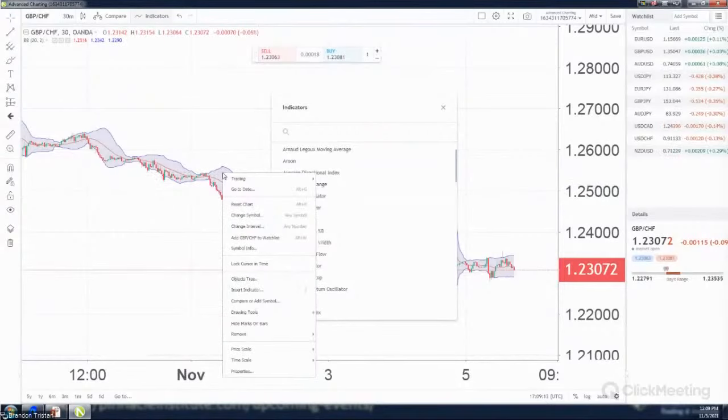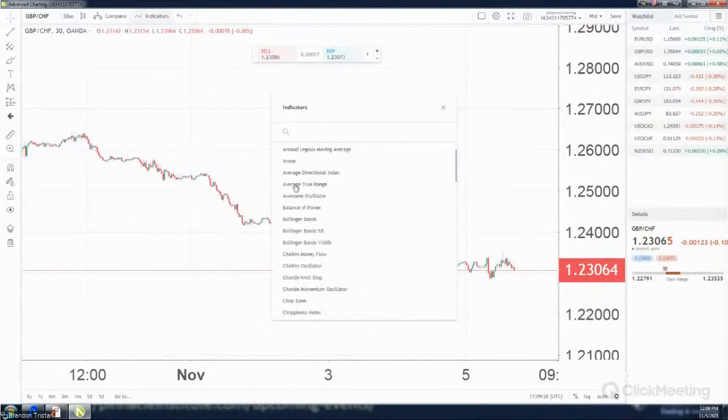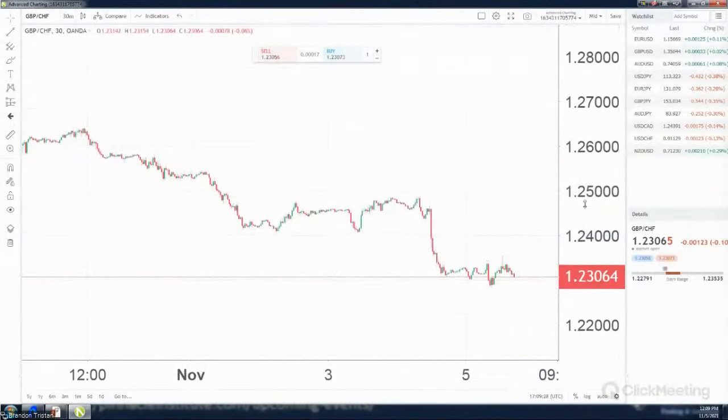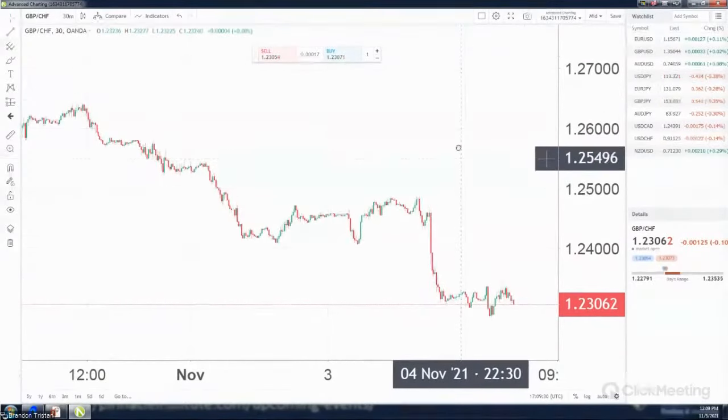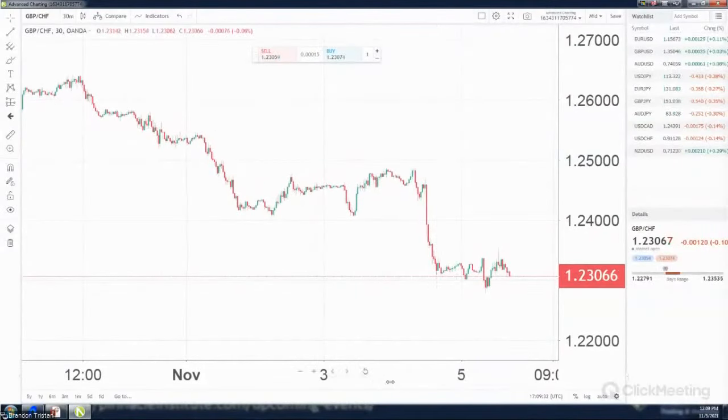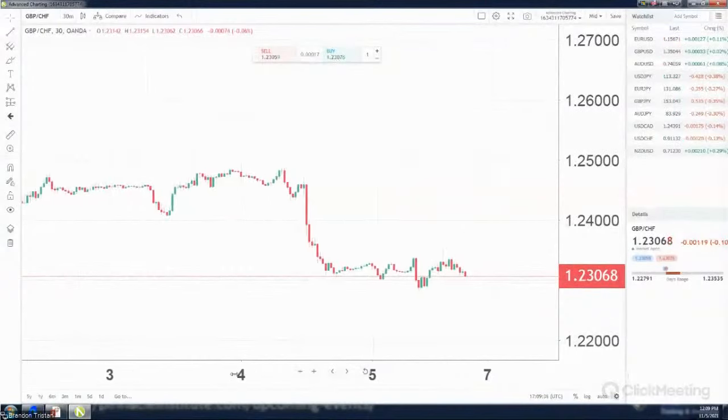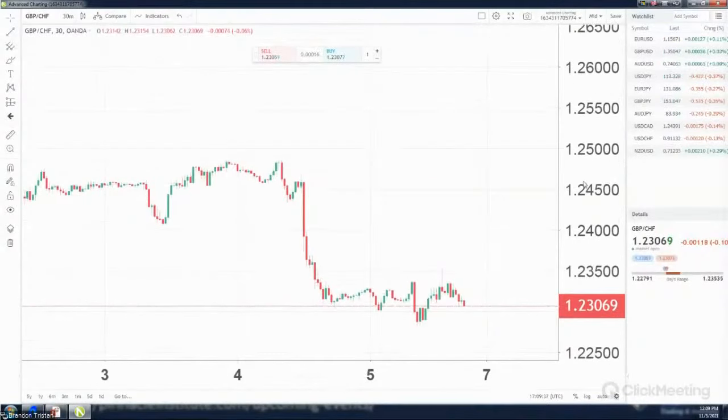Oh, I think I gotta come in here and see, remove. There it is. There it goes. Remove all indicators. All right. So here's a clean chart. This is pound Swiss, and we're gonna use all our examples on Forex.